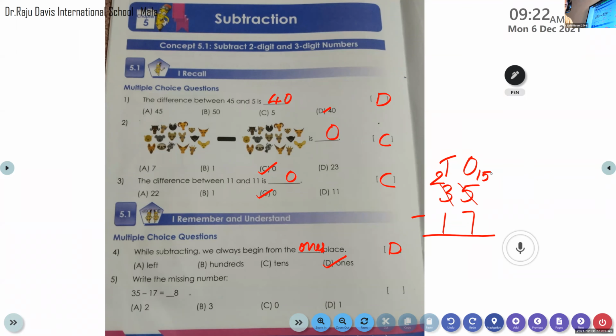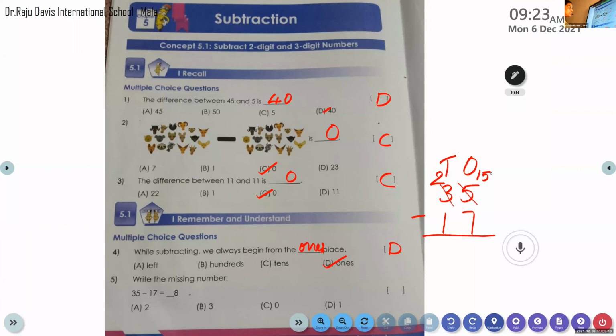Please subtract 15 minus 7. Count up from 7 to 15: 8, 9, 10, up to 15. How many fingers did you use? 8 fingers. So here in the ones place, it will come 8.